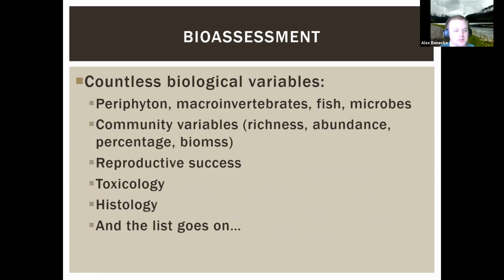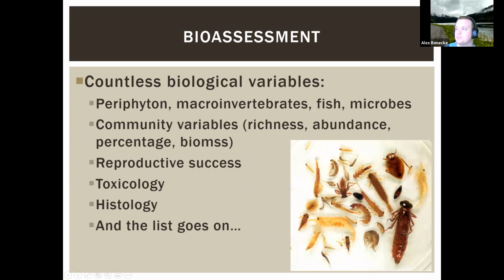So basically you'd just be recording a number of variables. So you might be looking at fish, macroinverts, microbes. You might be looking at overall richness, abundance. You might be looking at reproductive success, or toxicology. So, are there pollutants building up in certain organisms, things like that. Bioassessments can cover all of those and more.